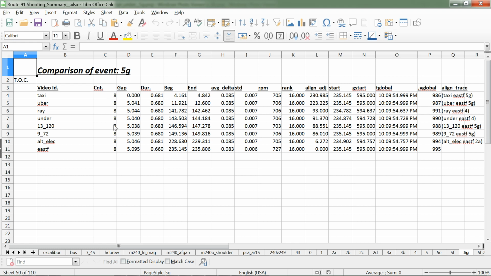And I go along and I count up the rounds fired by simply counting the number of muzzle blasts, and the gap measures the time since the last event for that video. The duration is the duration of that event, which is 5G, where it begins, where it ends. These are video relative times. What the average delta is, as we discussed in the first video. Standard deviation, RPM. Rank is a number that I apply to the events to give me a sorting order. In this case, there's nothing to it.